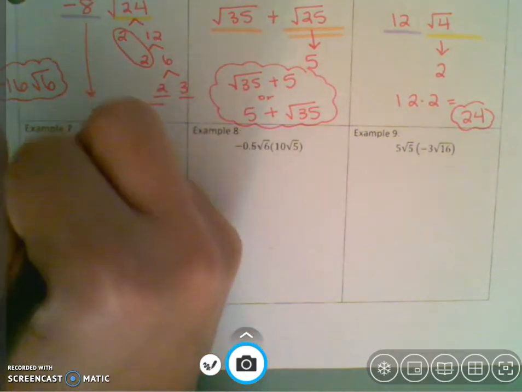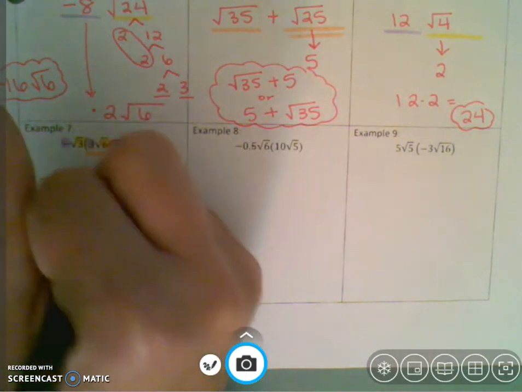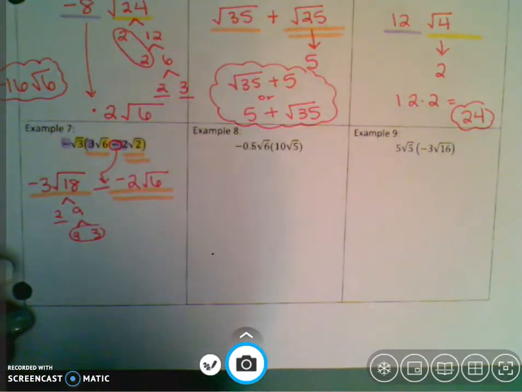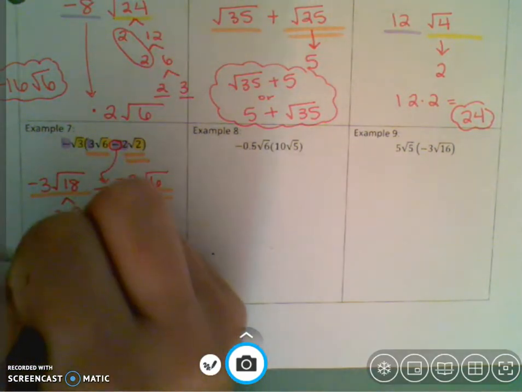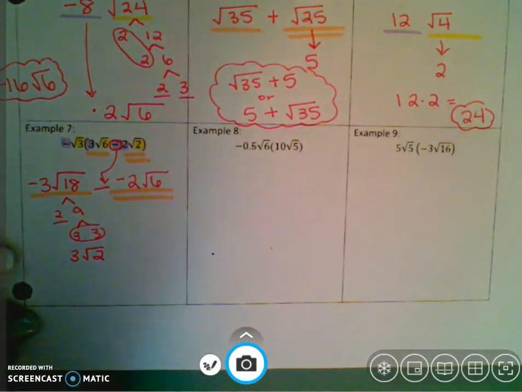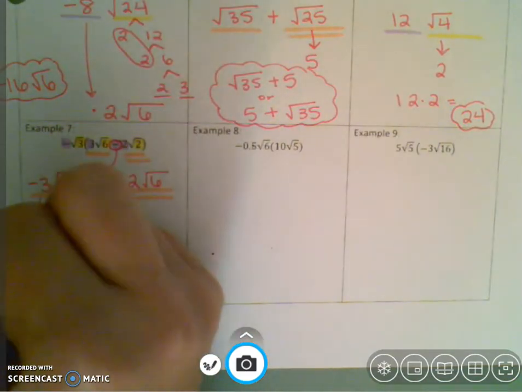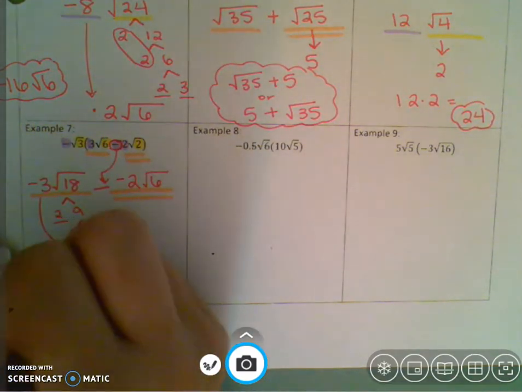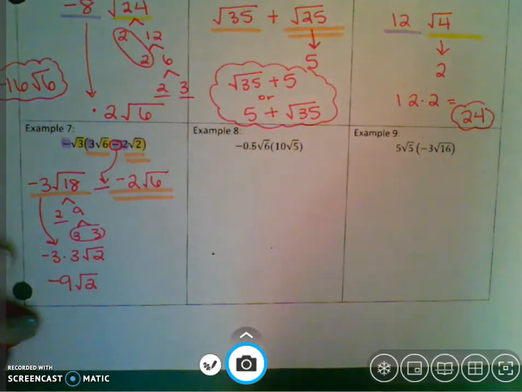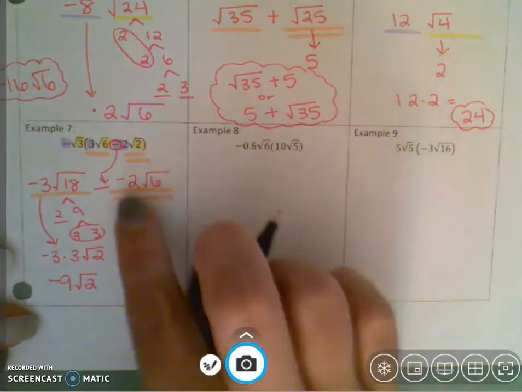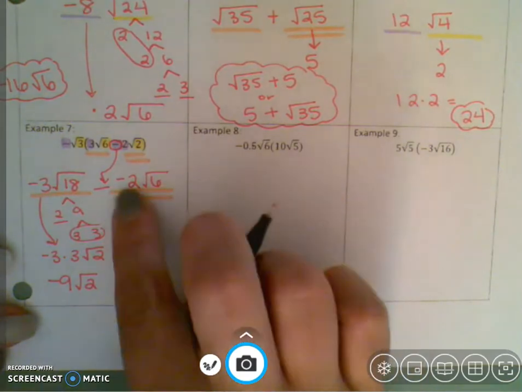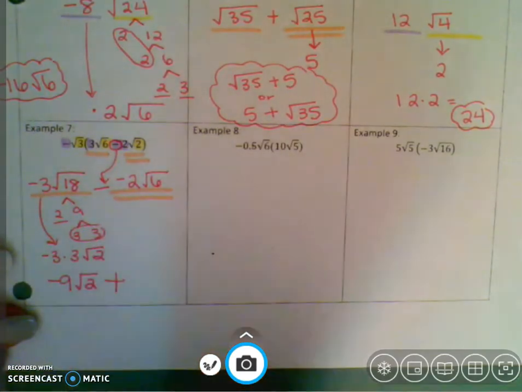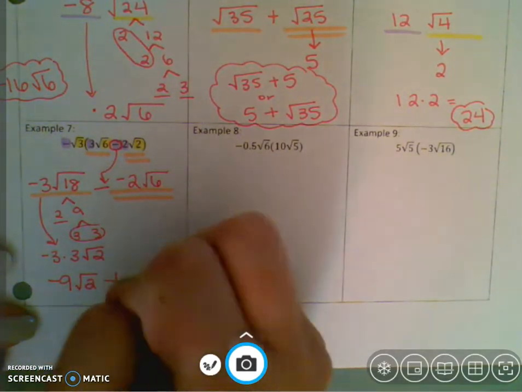18 can simplify. That's 2 times 9, 3 times 3. So I have a pair of 3's and a single 2. So the square root of 18 is 3 root 2. But you have to bring down that negative 3 in front. So this first chunk is going to be a negative 9 square root of 2. Then 2 root 6 won't simplify, but right here I have these two negatives. Negative, negative makes a positive 2 root 6.